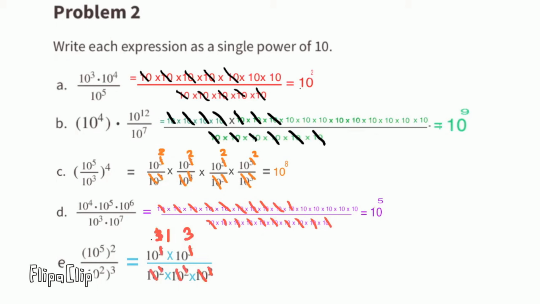Cancel out 10 to the second power on the bottom and change the top to 10 to the third power. Cancel out another 10 to the second power on the bottom and change the next 10 to the fifth power to 10 to the third power. Cancel out the last of the 10 to the second power from the bottom and cancel out 10 to the second power from the top. 10 to the sixth power minus 10 to the second power is 10 to the fourth power.